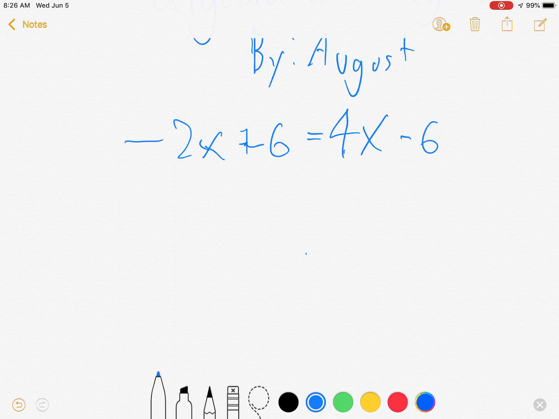So first we're gonna get rid of the normal numbers. We're gonna subtract this by 6, because you have to do it at the same time. Then I'll subtract this by 6. So this would be negative 12.